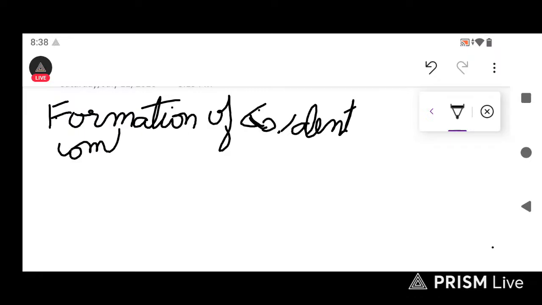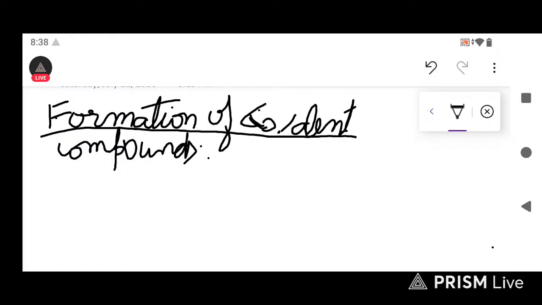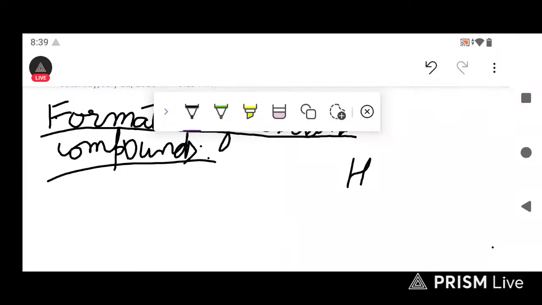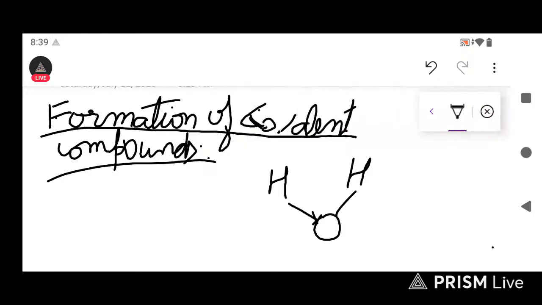Now what is the formation of covalent compounds? Oxygen has 1, 2, 3, 4, 5, 6 valence electrons in the oxygen atom. So it has a deficiency of 2 electrons. The hydrogen has 1 electron in its valence shell and shares it, so a covalent bond is formed in the water molecule.